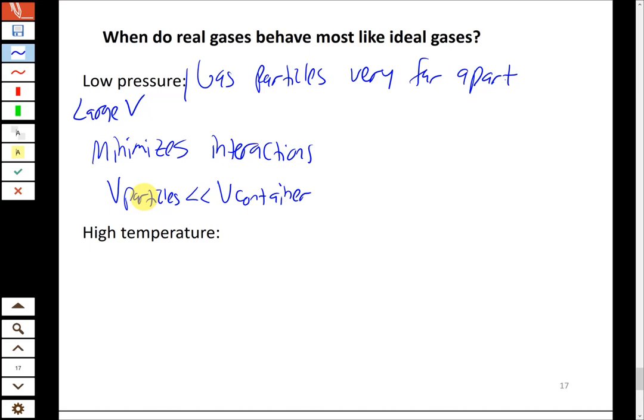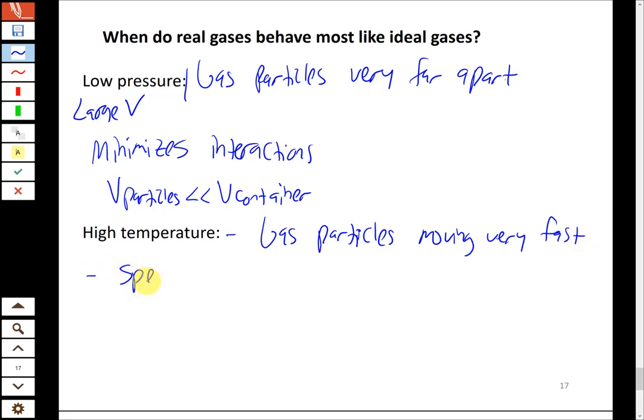And in terms of temperature, they're going to behave most ideally when the temperature is high. And that's because the gas particles are moving very fast. At high temperature, we talked about that a lot today. So as you raise the temperature, they move faster and faster, and because they're moving so fast, they have less time to interact with each other. They don't collide with each other as often. They don't have as much time to interact with other gas molecules.